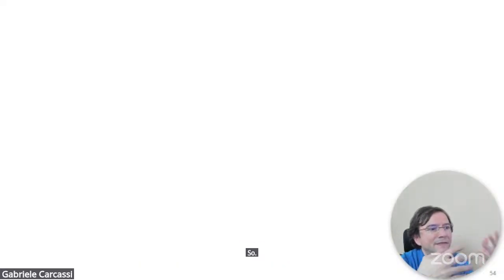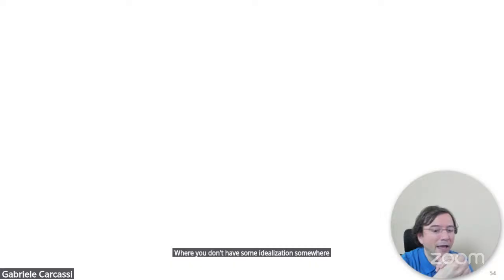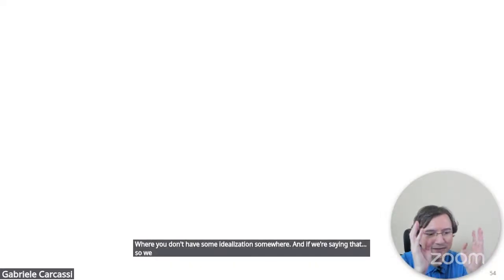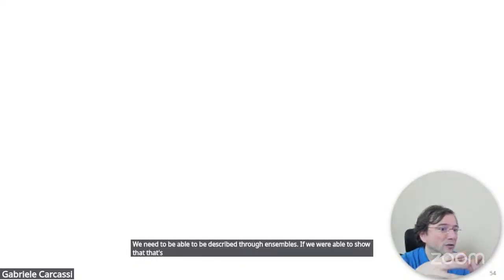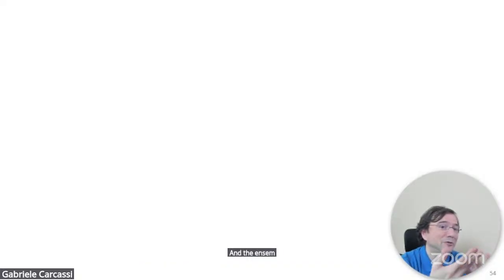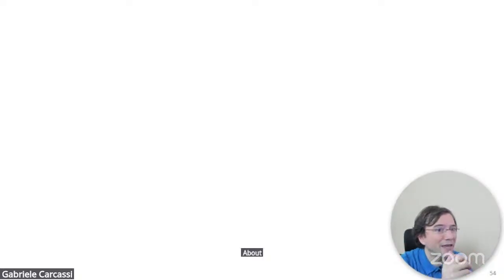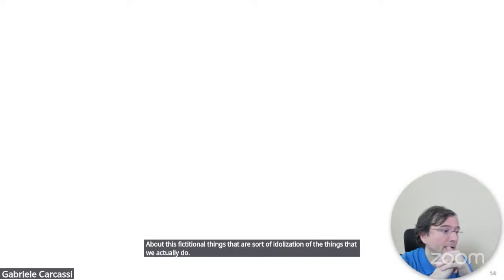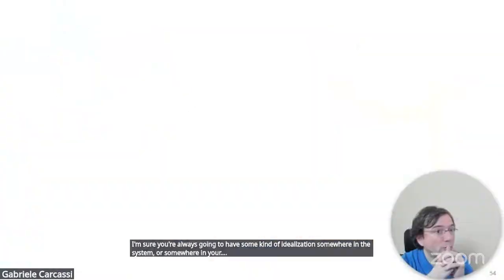So this is basically the problem that we were talking about last time. Can you even create a physical theory where you don't have some idealization somewhere? We're saying right now that states at least need to be able to be described through ensembles. If we're able to show that that's the only thing that we can do, and the ensemble is an idealization because there is no such thing as an infinite collection of things, then you're going to be able to say, oh, okay, then of course these are only models, and it is only going to be about this fictitious set of things that are an idealization of the things that we actually do. Sure, you're always going to have some kind of idealization somewhere in your framework. Framework, yeah. Yep.